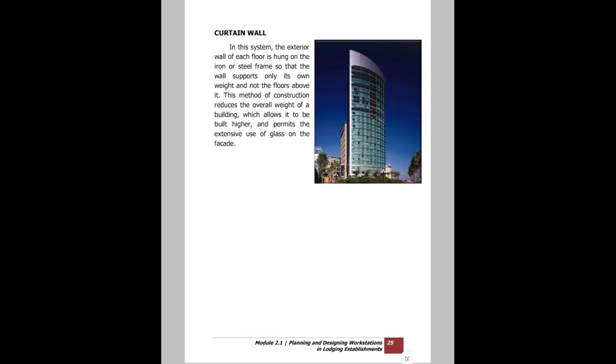So, next one is the curtain wall. So, curtain wall in this system, the exterior wall of each floor is hung on the iron or steel frame so that the wall supports only its own weight and not the floor above. This method of construction reduces the overall weight of the building, which allows it to be built higher and permits the extensive use of glass on the facade. So, ito yung tinatawag natin na curtain wall. Ayan. So, yung mga nakikita nyo na yan.